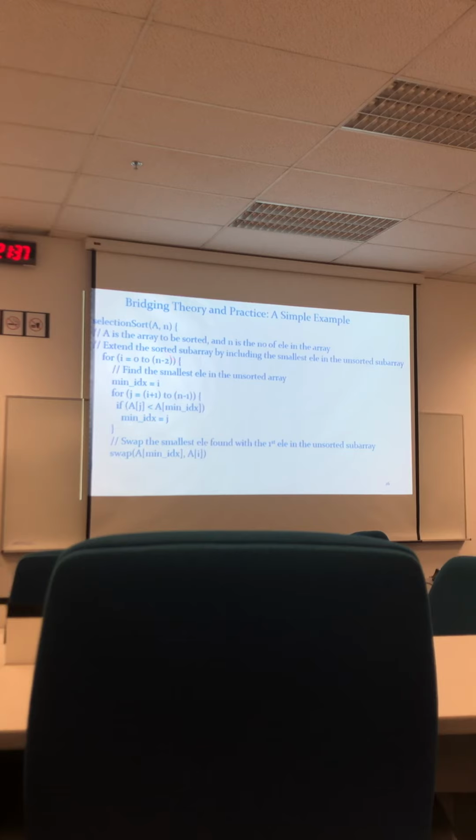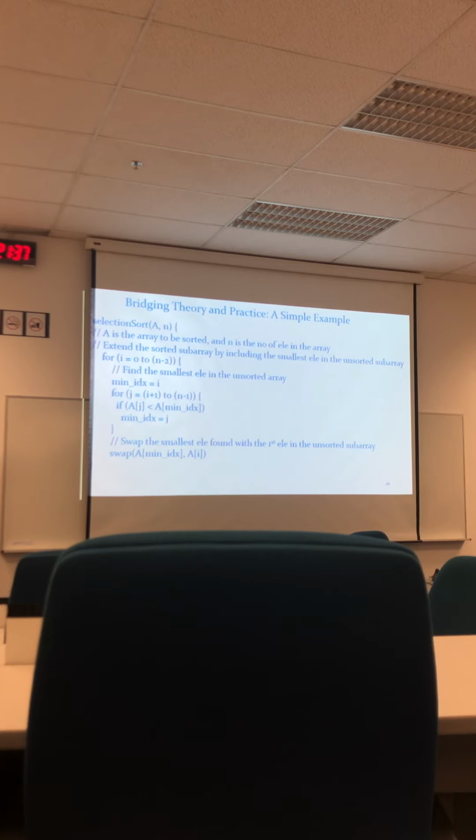So if the array we have just seen has 10 elements, then 10 minus 2 means from index 0 to index 8, right? So altogether 9 steps. 0 to 8 is altogether 9. Okay, so these are the things that we do in every step.